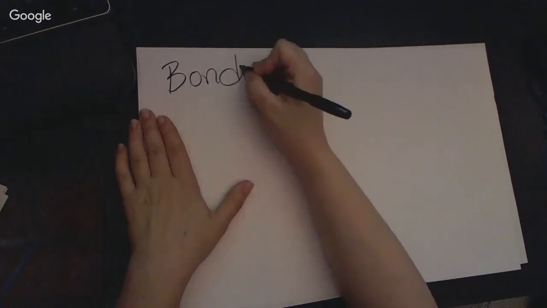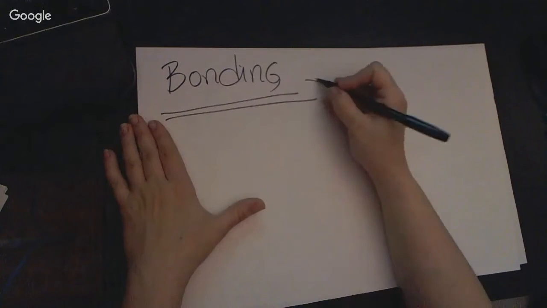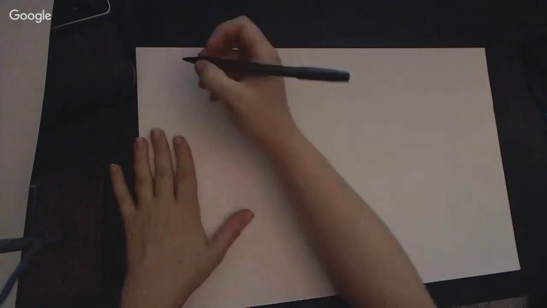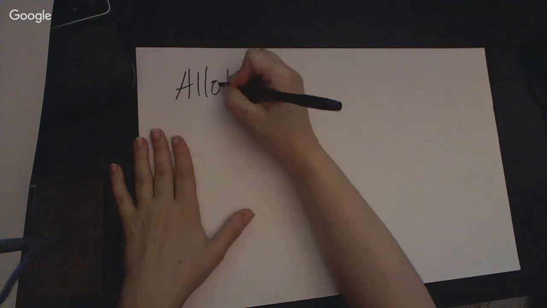Okay, so things bond because they are trying to, oh, wait, we're not ready for this. Somebody just said allotropes, because allotropes go in matter and energy. Allotropes. Okay.